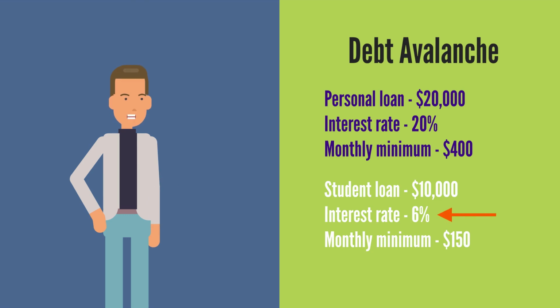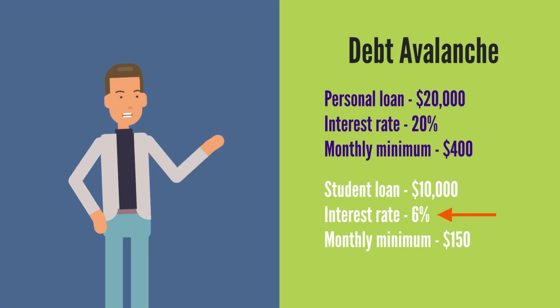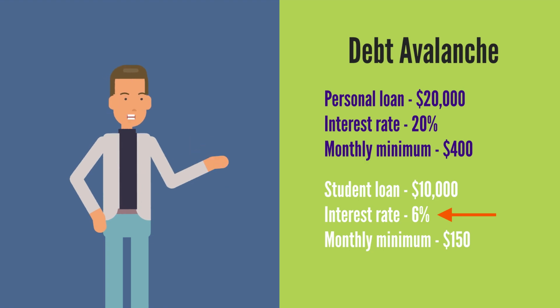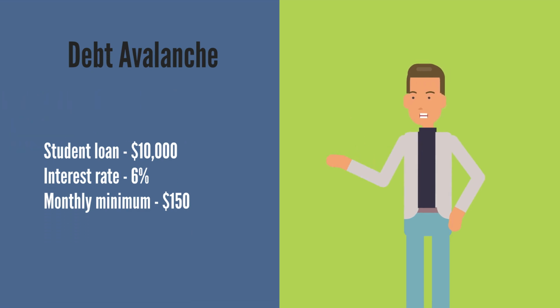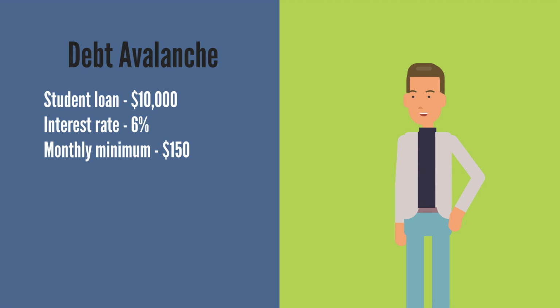Because the student loan's interest rate is so much lower, using the debt avalanche you would merely make the minimum payment on it while paying extra toward the $20,000 personal loan. Once the personal loan has been fully repaid, you would next go on to the student loan. Apply the amount you were previously paying toward the personal loan to the student loan. In other words, even though your personal loan is paid off, you are now making an additional payment on your student loan that will significantly speed up the loan's repayment.